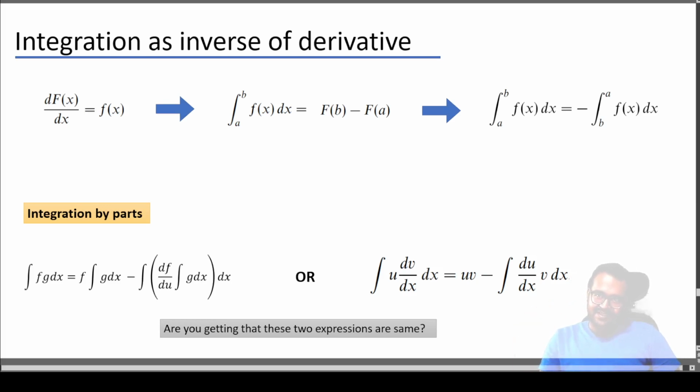There is another property: the integral from a to b of f(x) dx is minus the integral from b to a of f(x) dx. At any point of time, if you're not getting it, please pause, revisit it, rewind it, ask me. So don't worry about it. Derivative and integration as its inverse. Integration by parts, you know, the integral of f g dx is f times the integral of g dx minus the integral of (df/dx) times the integral of g dx, or like this if you are taking the derivative like this. I think you all know this.